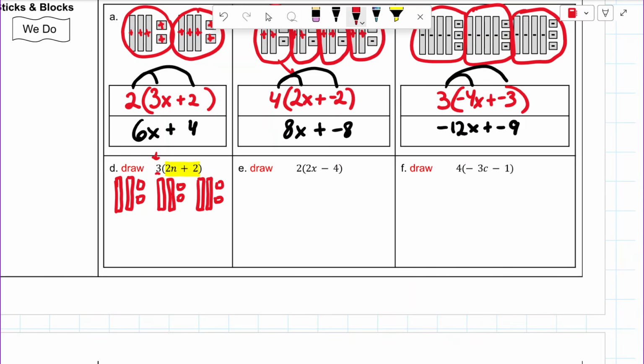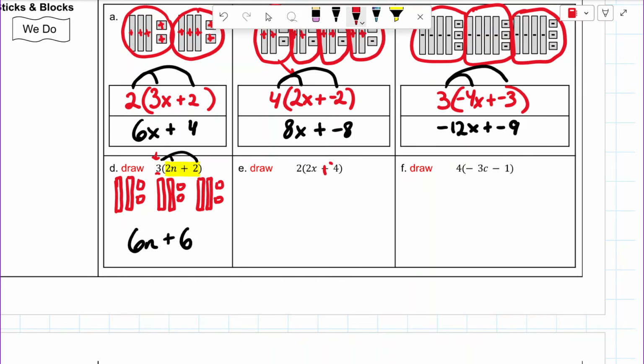Let's find out if we do the distributive property if that's what we get. 3 times 2n is 6n, and 3 times 2 is 6, and that is true. All right, now we have a minus sign, but let's use the additive inverse to know what it is. Additive inverse. We're dealing with 4 negative units.